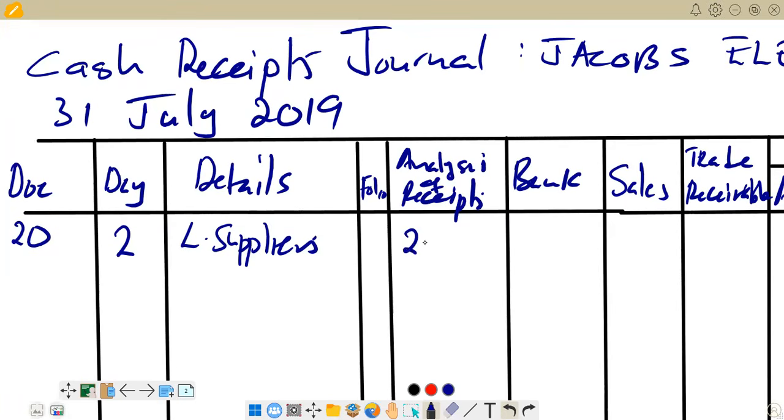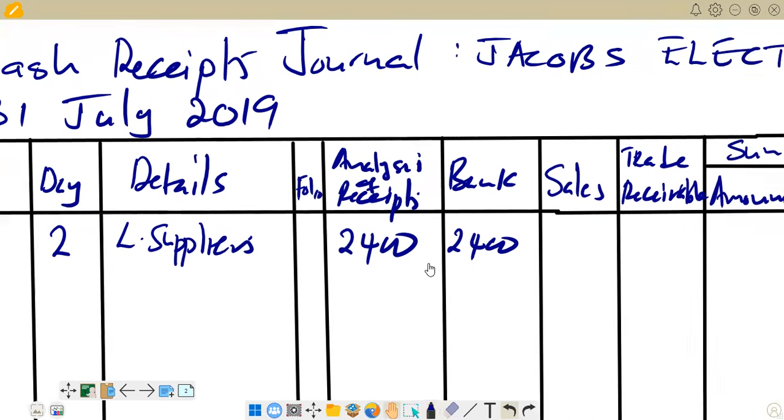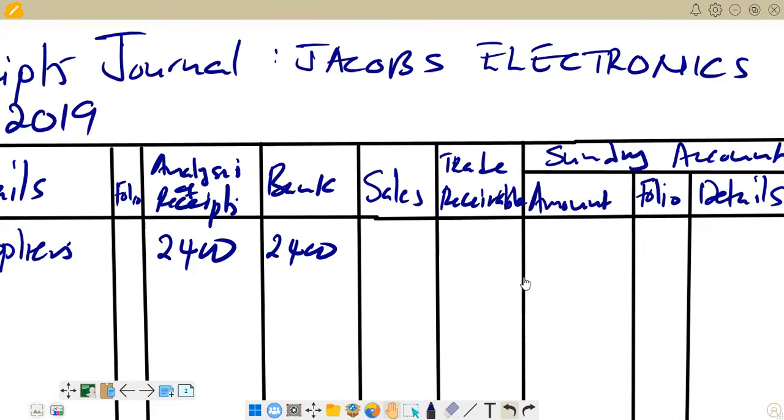We are going to put it under analysis of receipts there. Obviously, this money we are going to receive through bank, so we also put it in the bank column. Then this description does not fit for sales and trade receivables. If it does not fit for sales and trade receivables, it means we are going to put it in the sundry accounts section. So we can go to the sundry accounts section here, and the amount that we have there is 2,400.